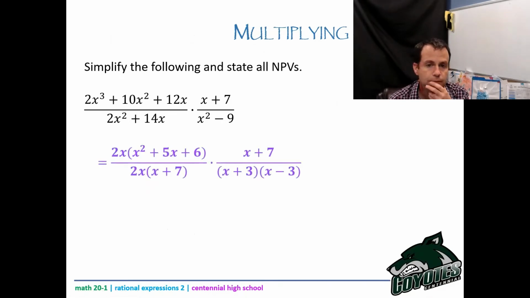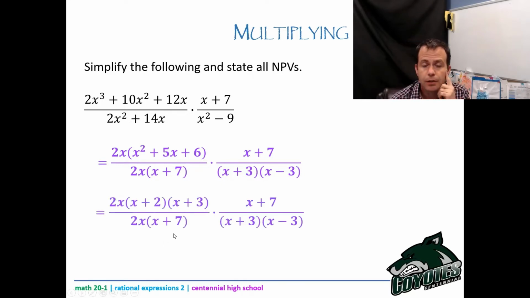Okay, now, the x squared plus 5x plus 6 can be further factored. Looking for 2 numbers that multiply together to give you 6, add together to give you 5, that'd be 2 and 3. Okay, so now I have everything in fully factored form. Once I have everything in fully factored form, I'm ready to have a conversation around my NPVs. I know that x can't be 0, x can't be -7, x can't be -3, and x can't be +3. Okay, so I've got 0, -7, -3, and +3.